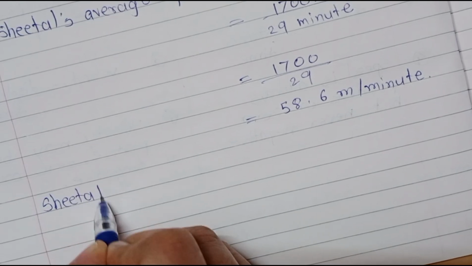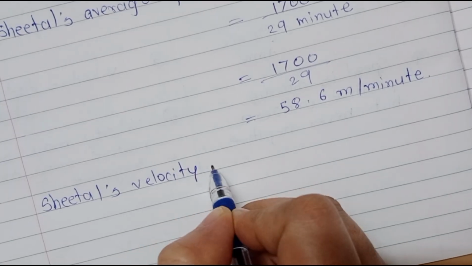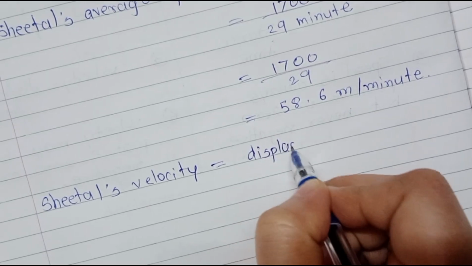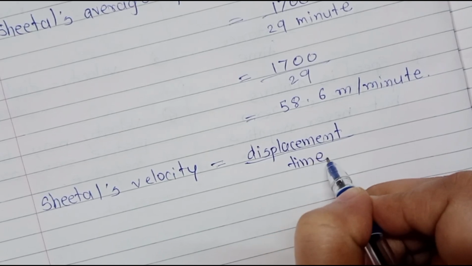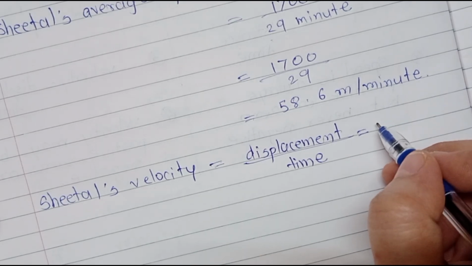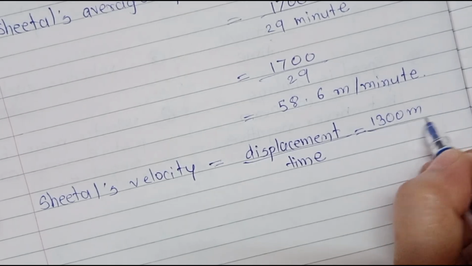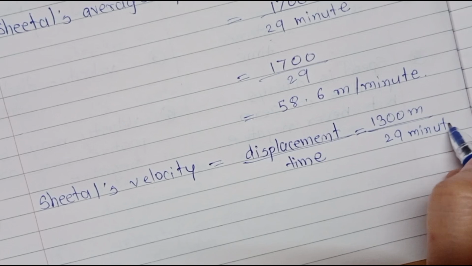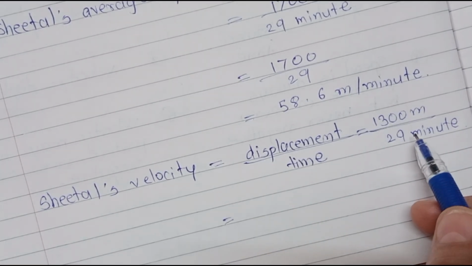Sheetal's velocity is equal to displacement upon time. Displacement means the shortest distance, which is 1300 meter, and required time is 29 minute. So what will be the answer?